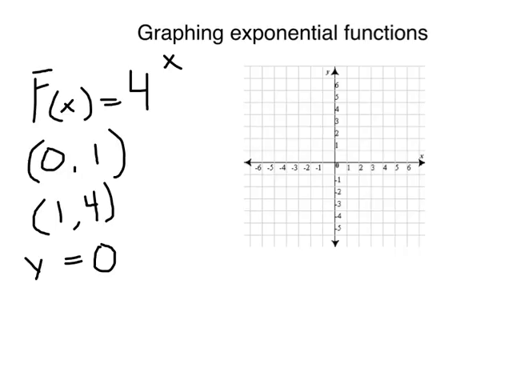So let's plot our points. We have the point 0, 1, and the point 1, 4. There we go. That's good enough. And then we have our horizontal asymptote there. So for the exponential function, if we connect those 2 points, we know we're going to keep going up, and this is going to approach the asymptote. All exponential functions will have this exponential shape to it.